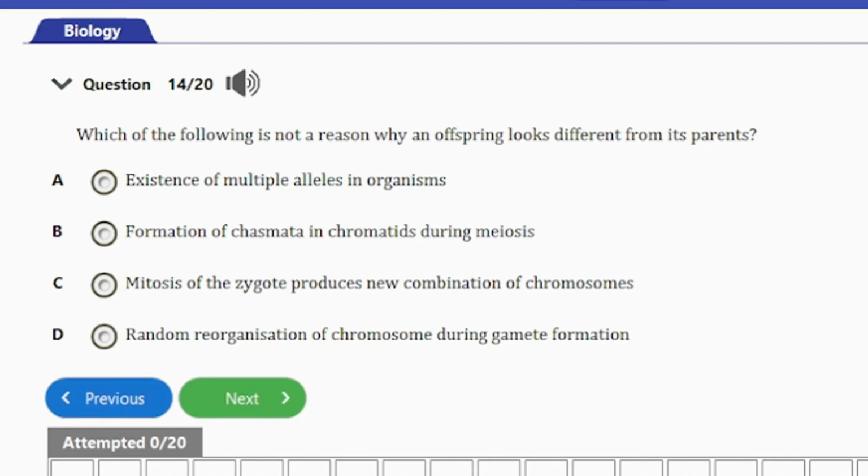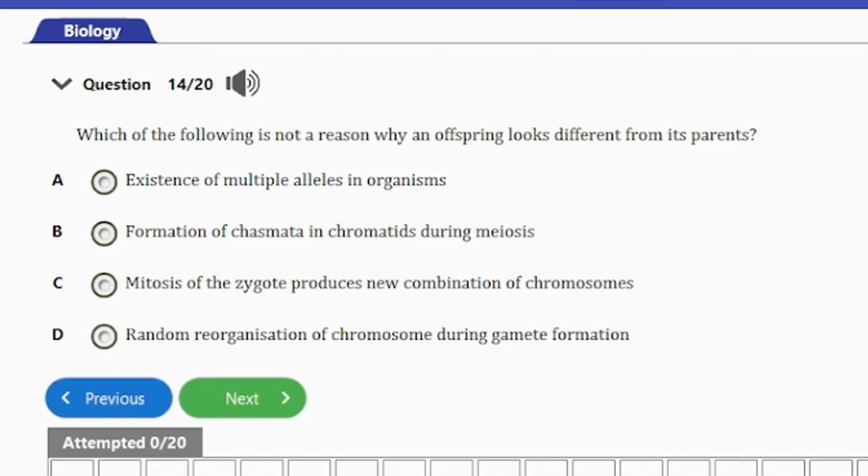Question number 14 here. It says, which of the following is not a reason why an offspring looks different from its parents? A. existence of multiple alleles in organisms. B. formation of chiasmata in chromatids during meiosis. C. mitosis of the zygotes produce new combination of chromosomes.